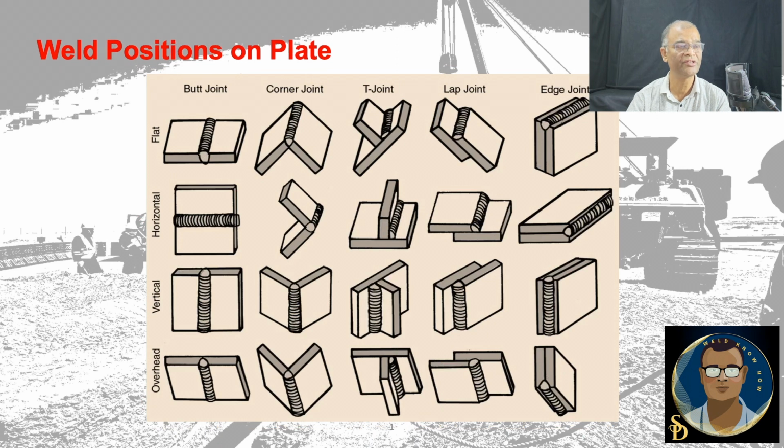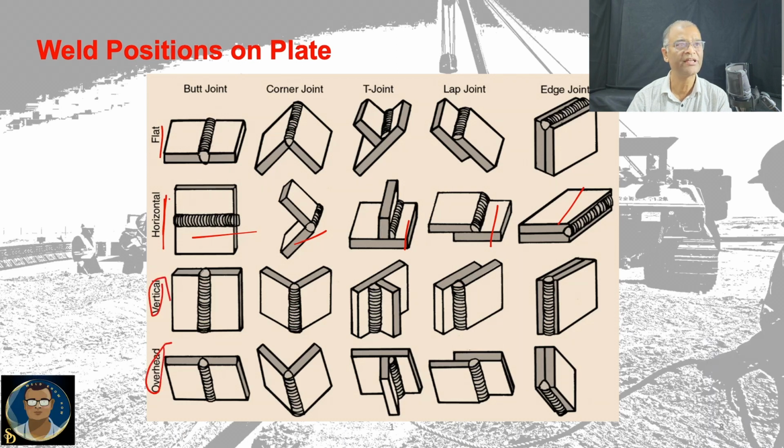There is a comparison, you can see all the positions here in different configurations of joint. For example, in the flat position: butt joint, corner joint, T joint, lap joint, edge joint. Whenever welding is coming downhand, then this will be termed as flat. Horizontal is also possible for the groove weld, the corner joint, the T, the lap and the edge. So all the joint configurations can be welded in flat, horizontal, vertical or overhead as per the site requirement.